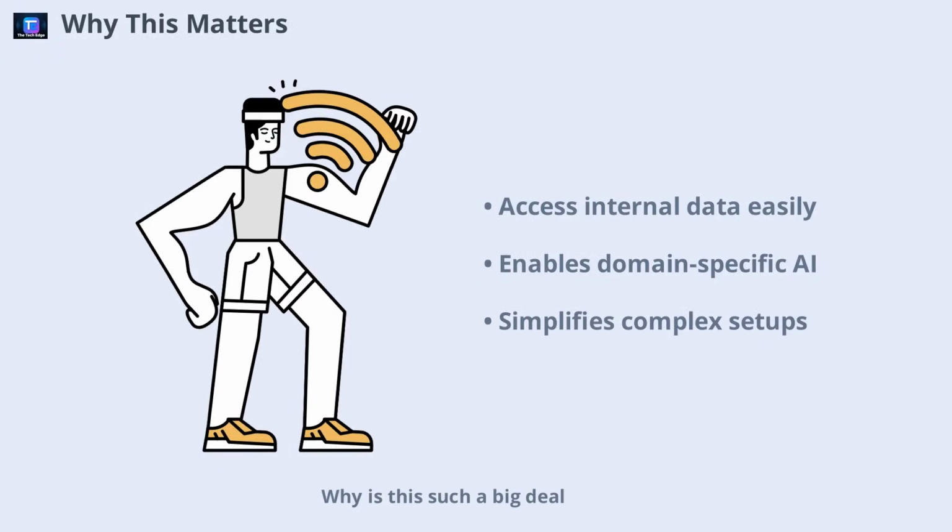Why is this such a big deal? Every AI developer faces the same challenge. Models sound impressive, but they lack access to your company's internal data. File search changes that by allowing Gemini to analyze your content without a complex retrieval setup. This opens up new possibilities for support bots, internal tools, document Q&A, and any application that needs up-to-date, domain-specific information.